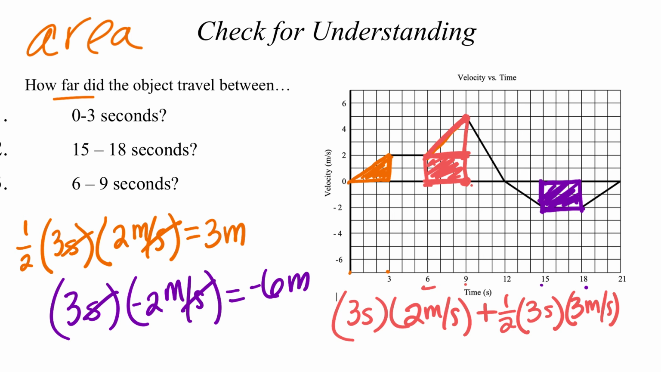And then you're just going to do all that math and add it all together. So 3 times 2 is 6 meters, and then 1/2 times 3 times 3 is 4.5 meters, and then added together is 10.5 meters. Okay?